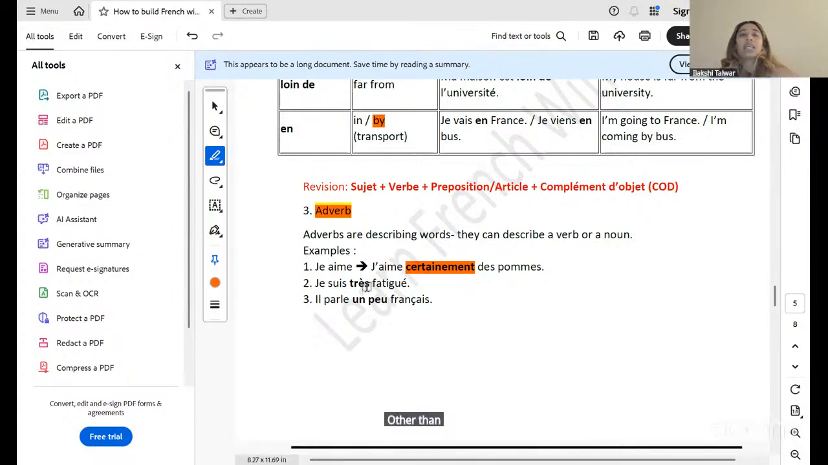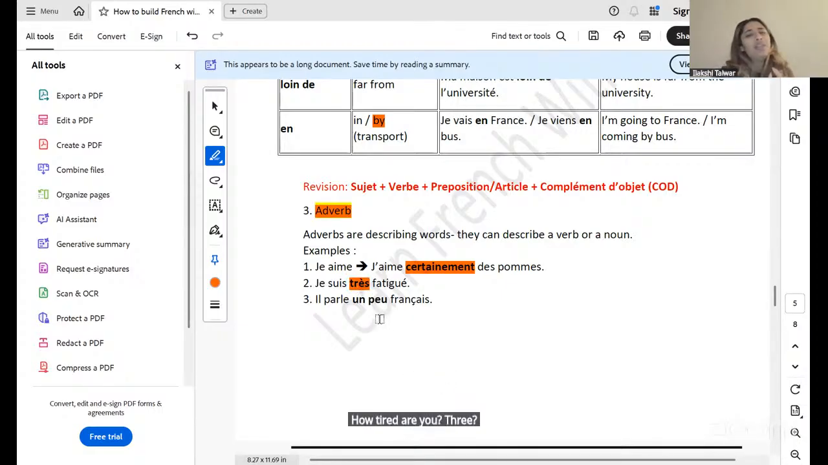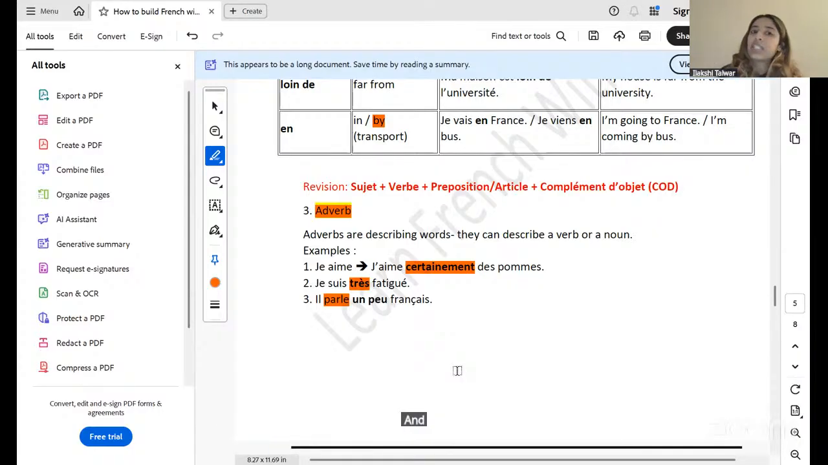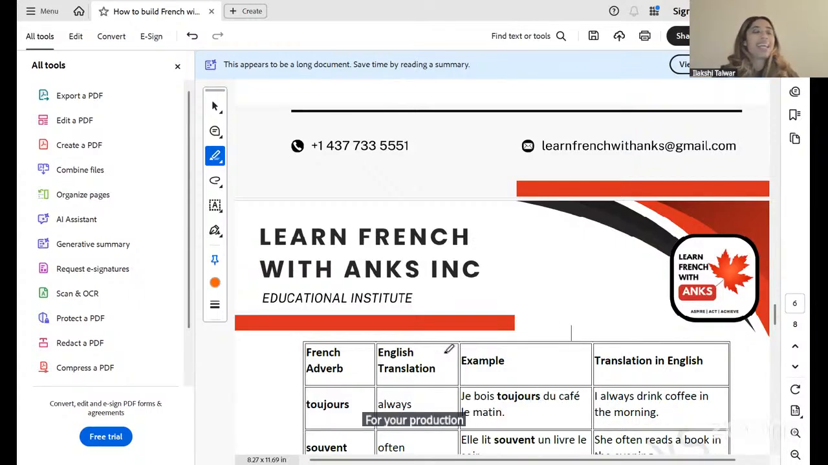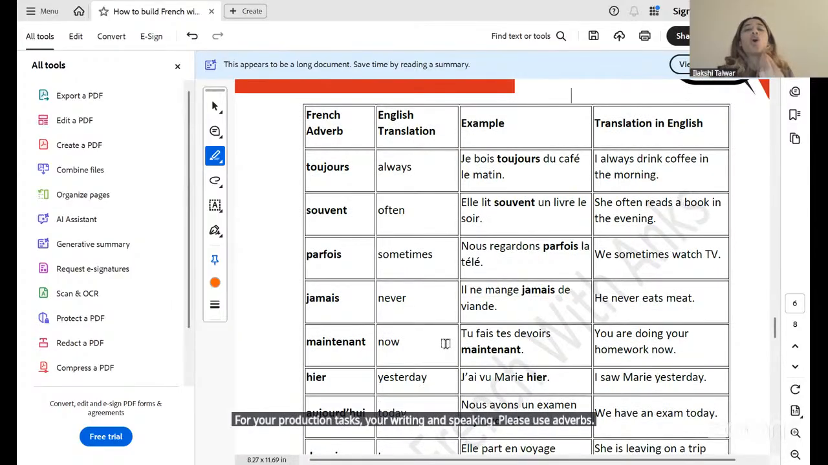Other than that, there are lesser common ones, "très", which you anyway use a lot, and "un peu". Je suis très fatigué. How tired are you? Très. Je parle un peu français. How do you speak? Un peu. These adverbs add a lot of value to your existing sentence. It makes it more descriptive. I keep emphasizing to my students, even at B2 level, especially for your TEF and TCF examinations, for your production tasks, writing and speaking, please use adverbs. They improve the quality of your sentences.